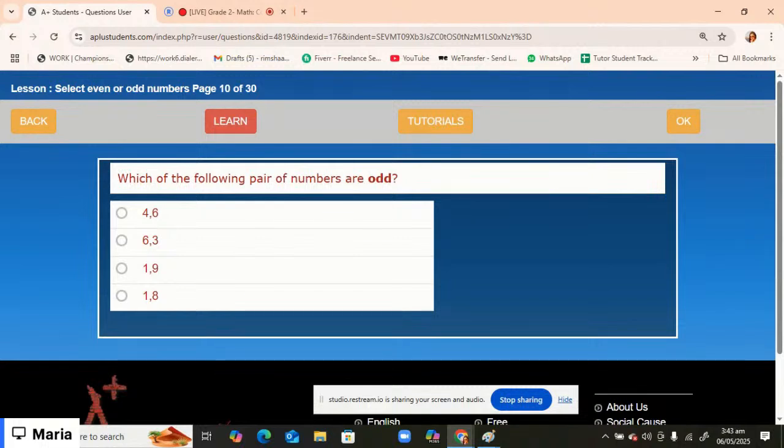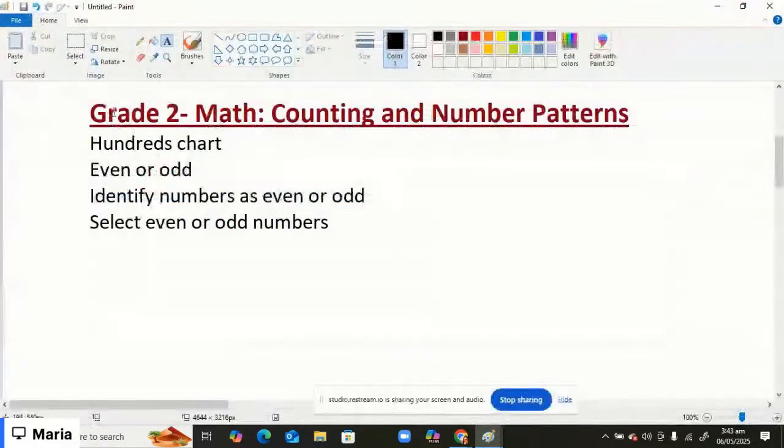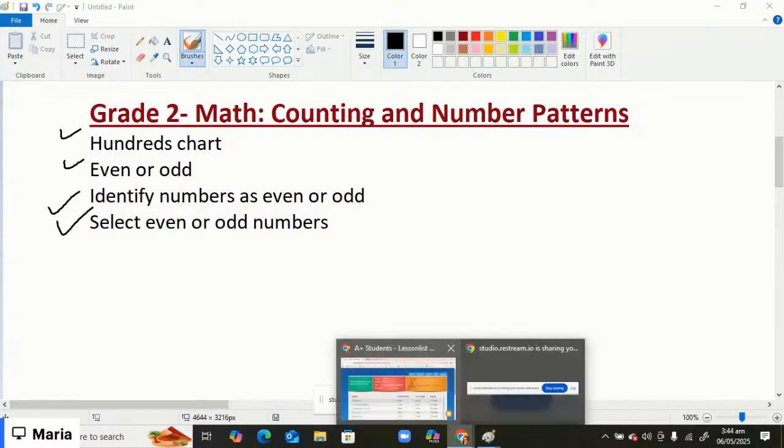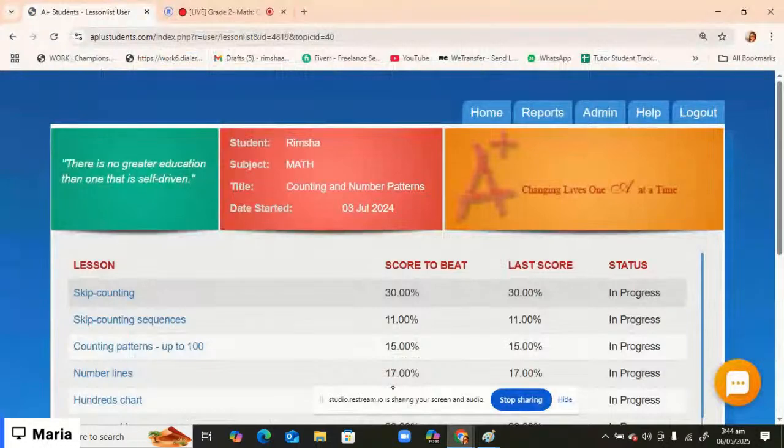Hope you guys understand this lesson as well. So today we covered the fourth lesson. We covered the grade 2 maths, counting and number patterns. This is the name of the chapter. And here is the list of the lessons: 100 chart, even or odd, identify numbers as even or odd, select even or odd numbers. Okay.